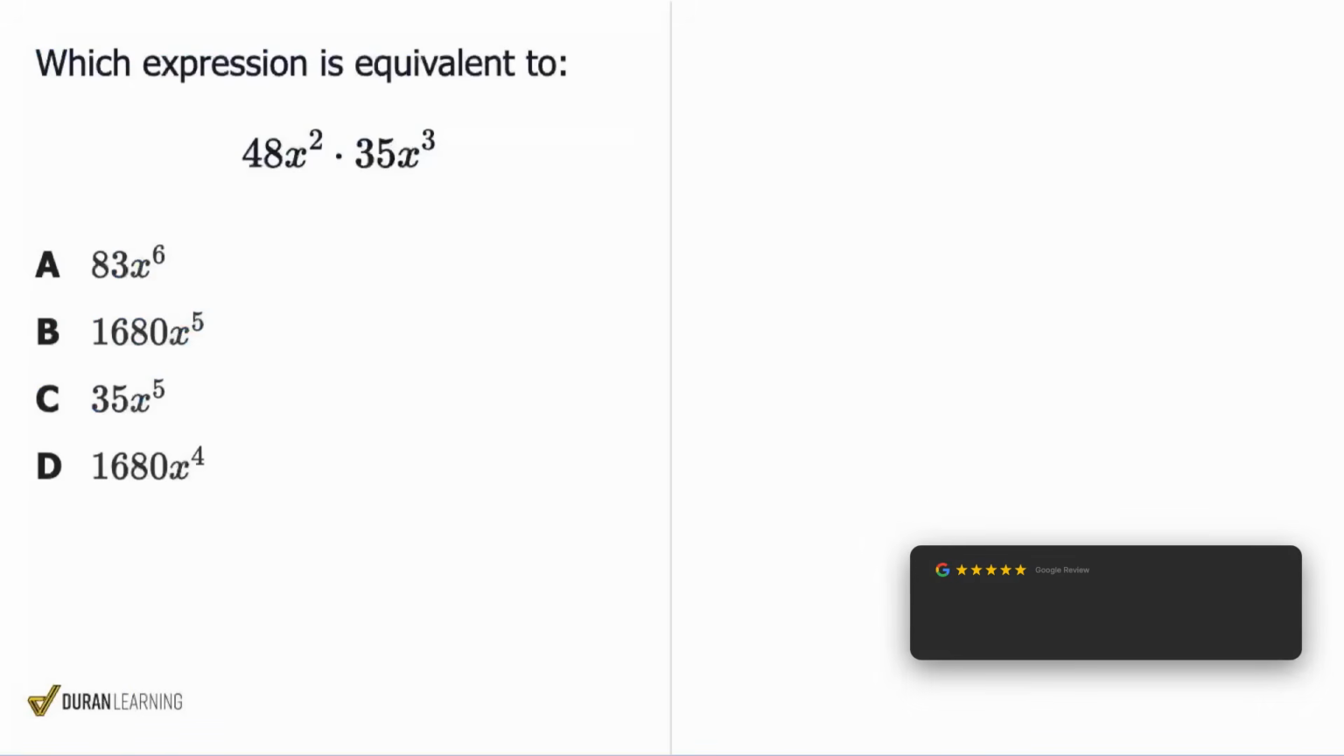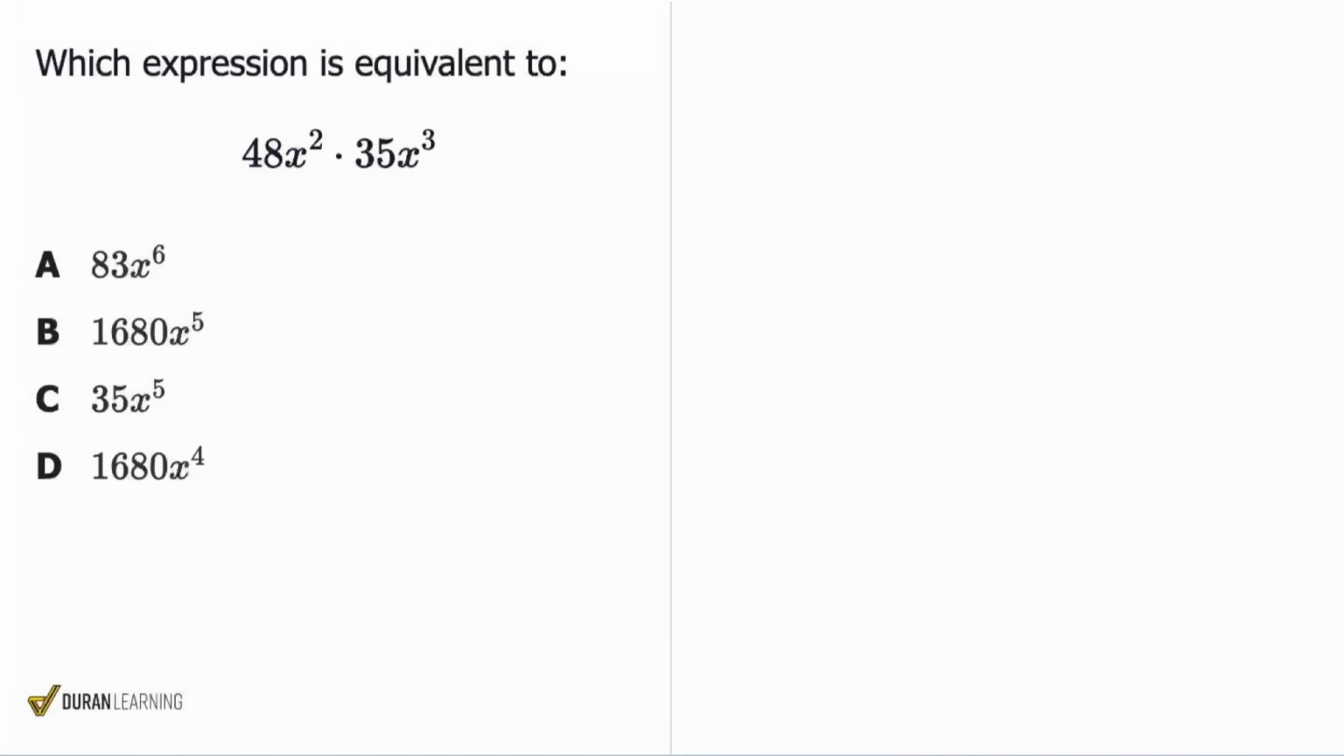All right, so let's take care of this question here where we're asked to find the equivalent expression to this product, 48x squared multiplied by 35x cubed. Now, I'm going to just be very honest and say that if we're not using a calculator, then 48 times 35, I don't want to do that. I don't want to do that at all. So here's how I'm not going to do that.